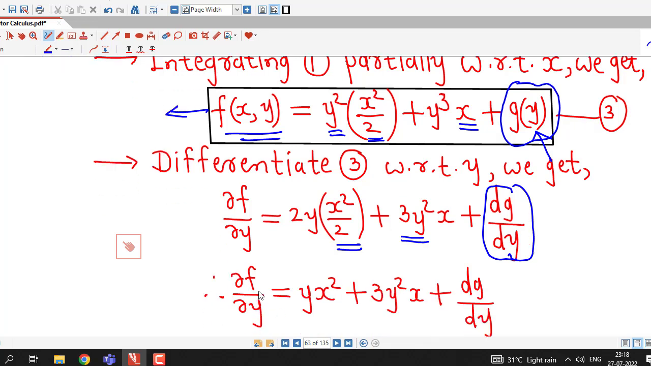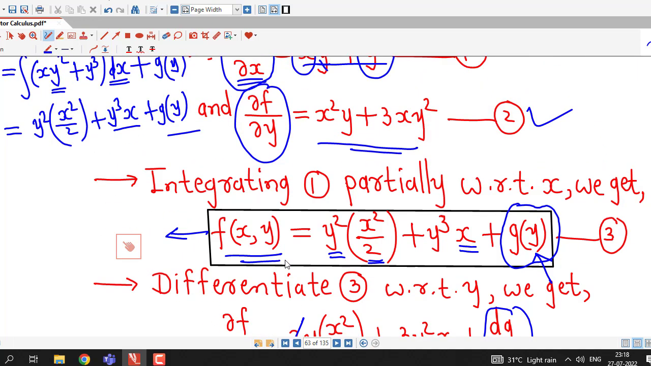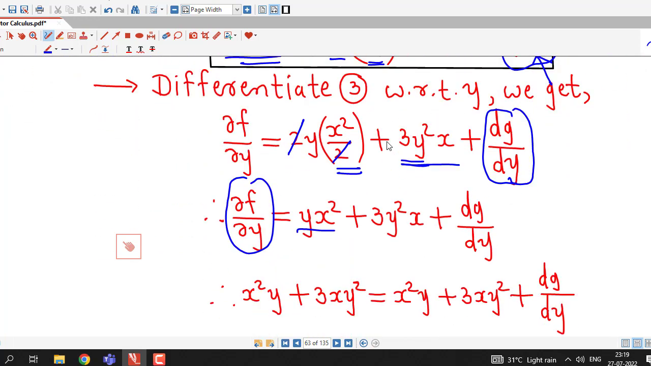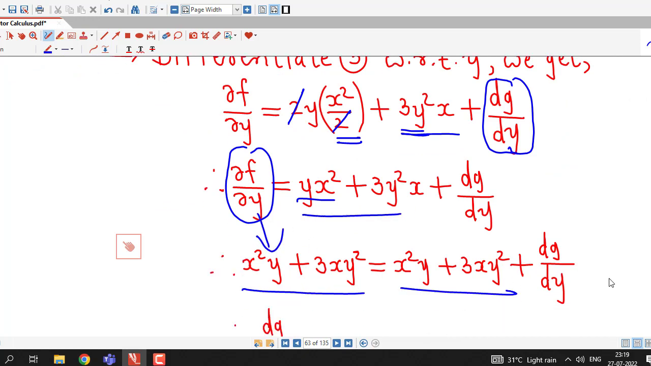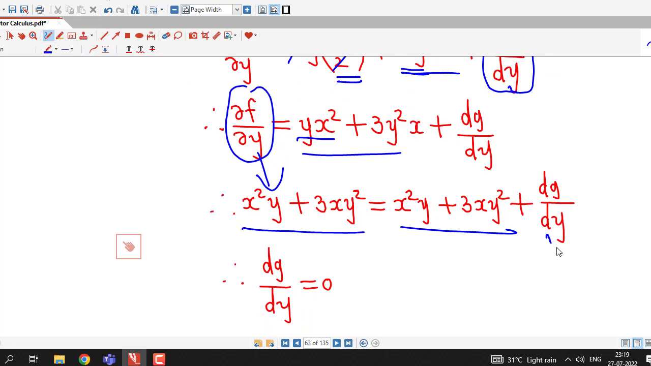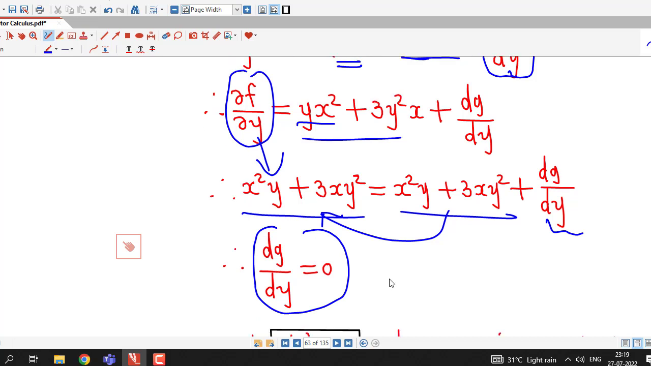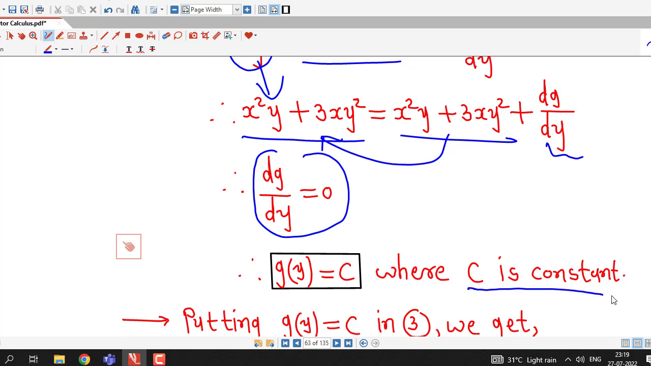And therefore del f by del y will be equal to, 2 will cancel out, y x square plus 3y square x plus dg by dy. And in the next step we substitute the value of this del f by del y from equation number 2, x square y plus 3xy square. So we substitute this value here. All these things are as it is. And then if we transfer this to this side, we will have dg by dy equal to 0. And g is a function of y only, therefore g of y is constant. So c is a constant.